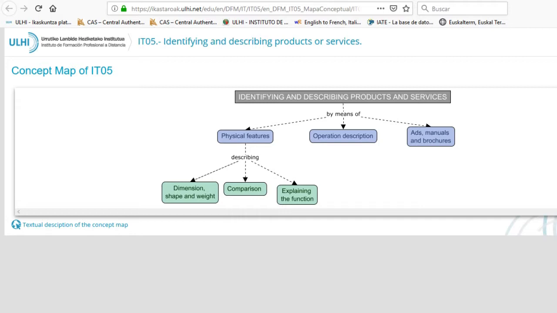By means of physical features, we will be describing mainly three things. The first of them is dimension, shape, and weight. We will be using some grammar for this, so we'll be studying comparatives, or the comparison in English. And then we will explain the function. Then we'll talk about operation descriptions, and we'll end up the unit talking about ads, manuals, and brochures.